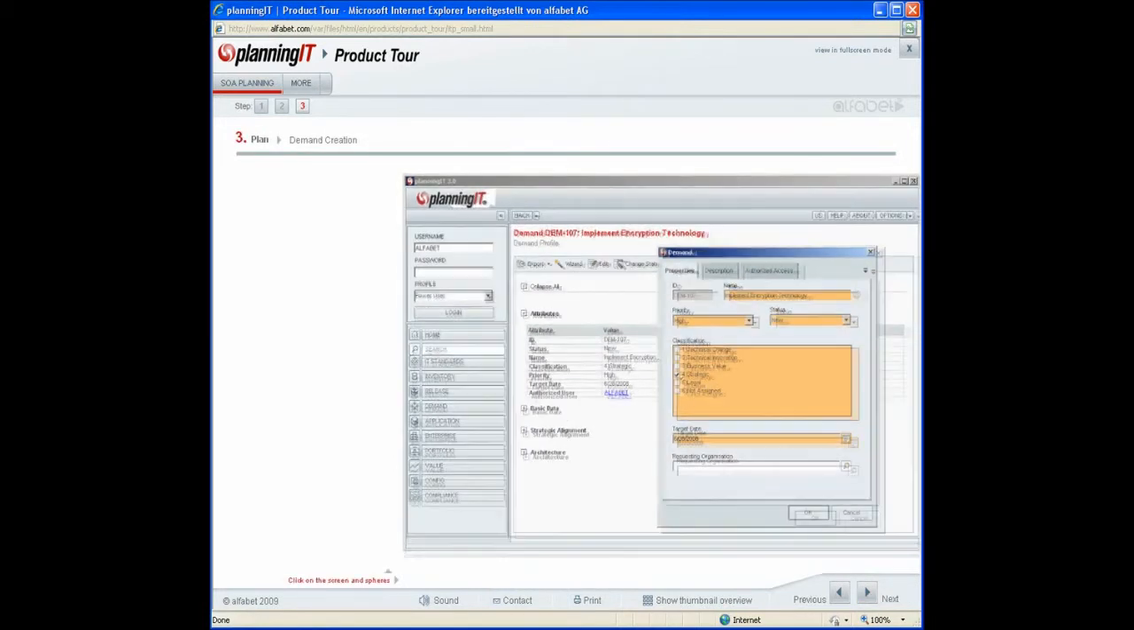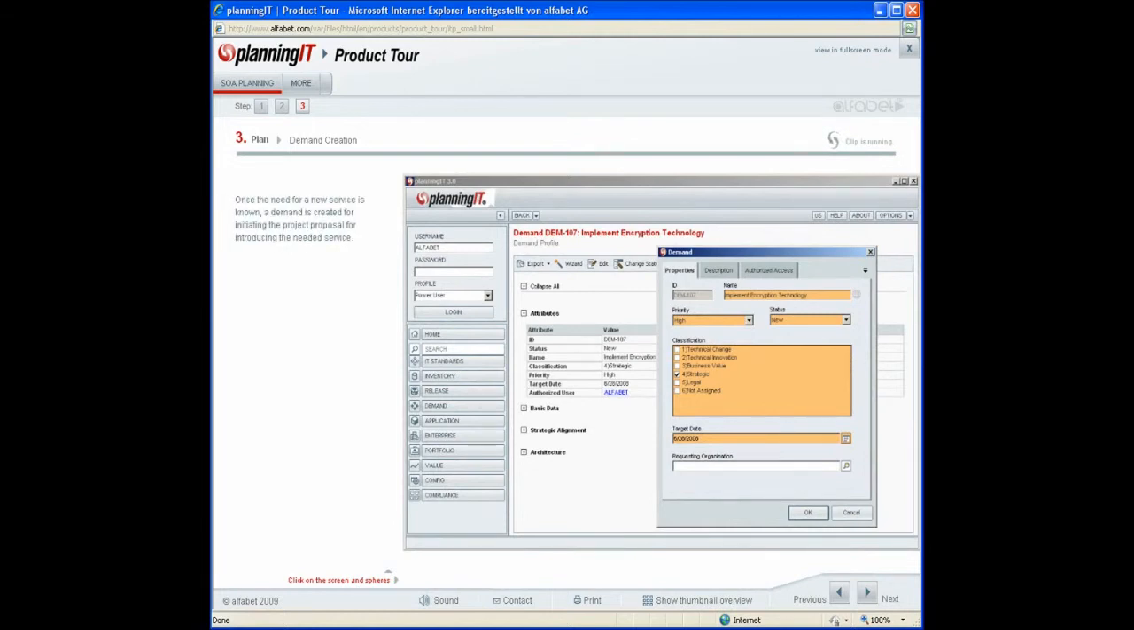Demand creation. Once the need for a new service is known, a demand is created for initiating the project proposal for introducing the needed service. Here, a demand for the implementation of the business service encryption is being created.